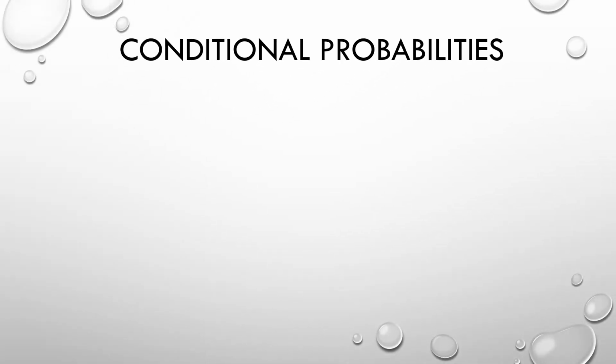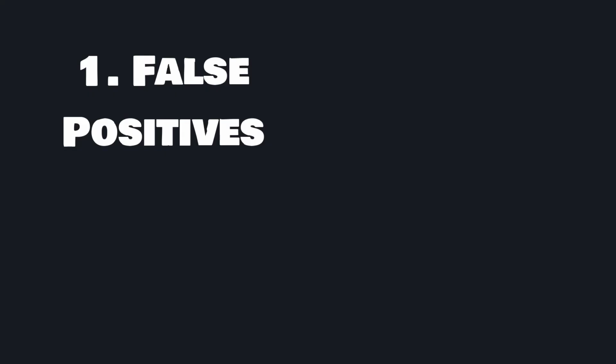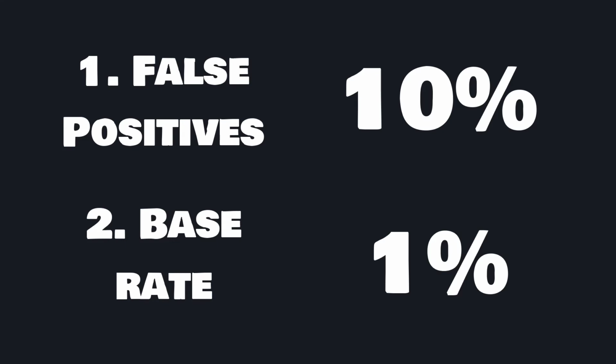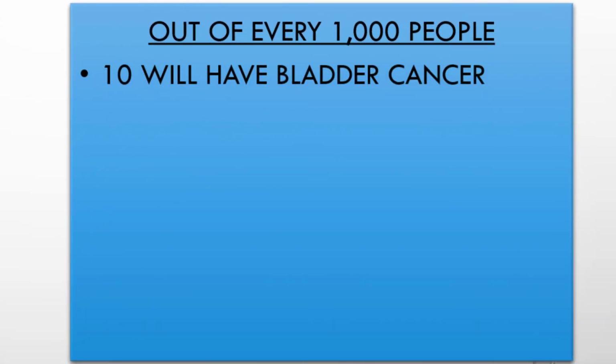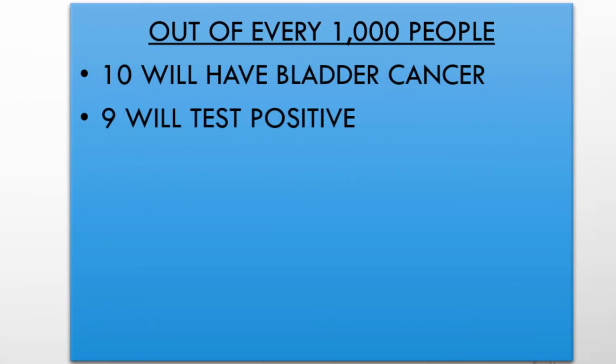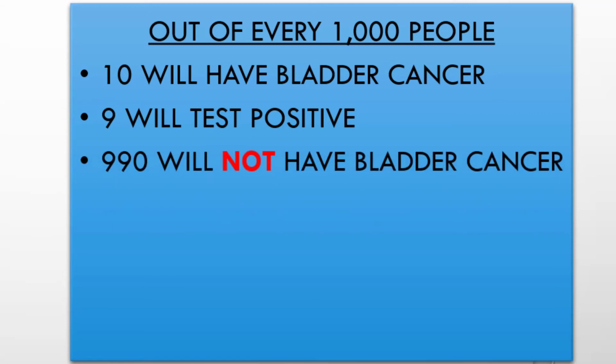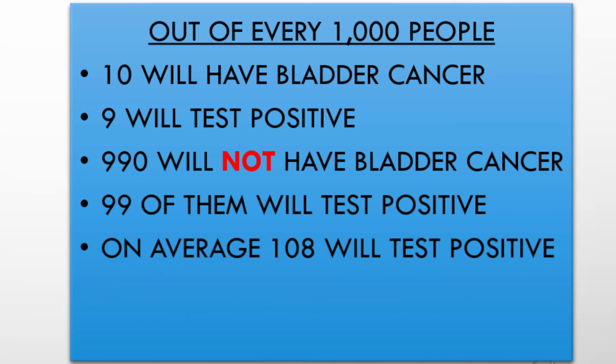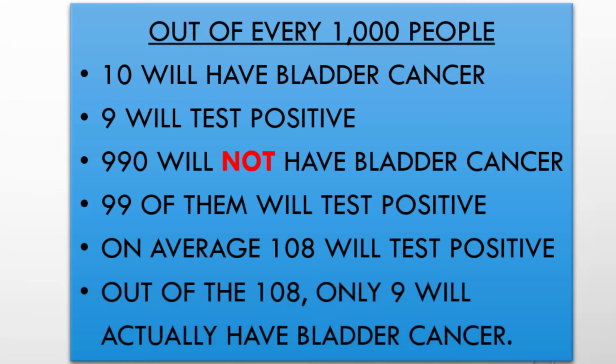If, let's say, 10% of the people without bladder cancer test positive, and the base rate of bladder cancer is 1%, then out of every 1,000 people on average, 10 will have bladder cancer, 9 of them will test positive. 990 will not have bladder cancer, but 99 of them will test positive. So out of every 1,000 people, on average, 108 will test positive. And out of the 108, only 9 will actually have bladder cancer. If somebody tests positive, the chances of having this condition are not 90%, but 8%.